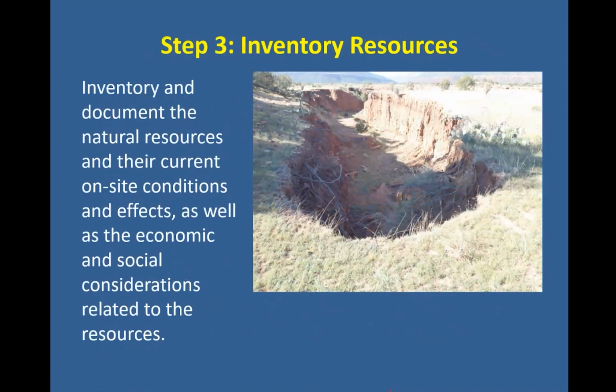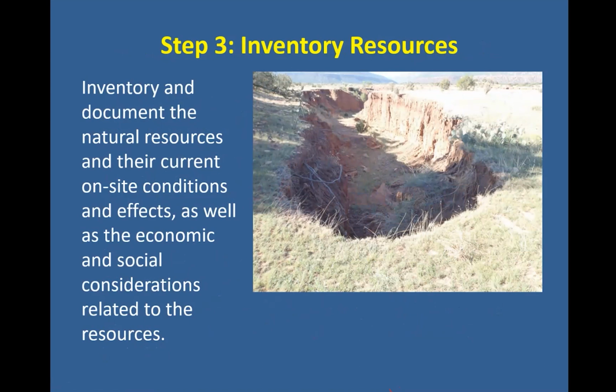Then we inventory the resources. Here we have a really active head cut. Probably most of us here in this call in the arid Southwest, we're very familiar with this. This is very common throughout New Mexico. This is an active head cut. This may be one of the resource concerns that the producer may have.